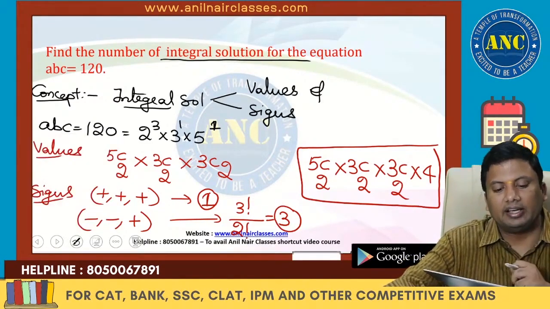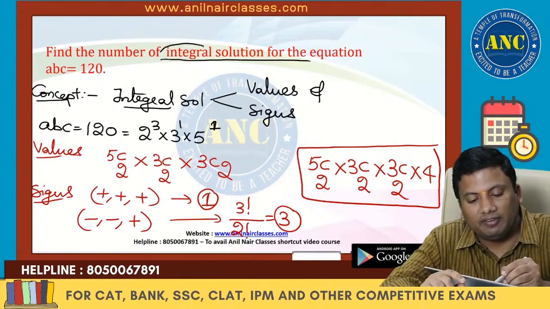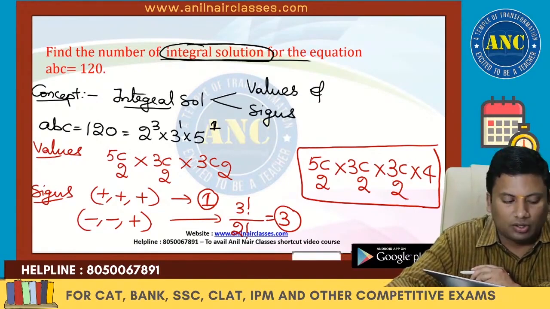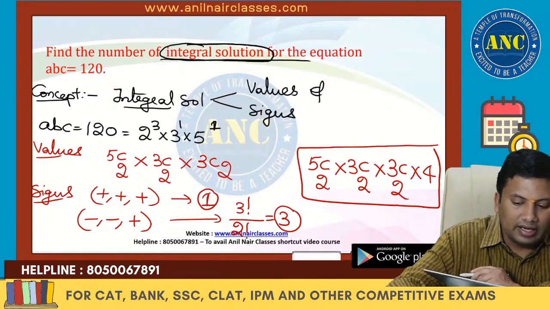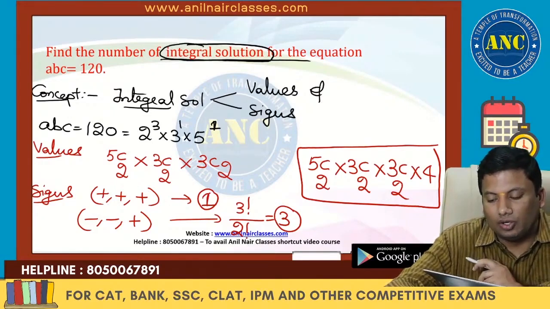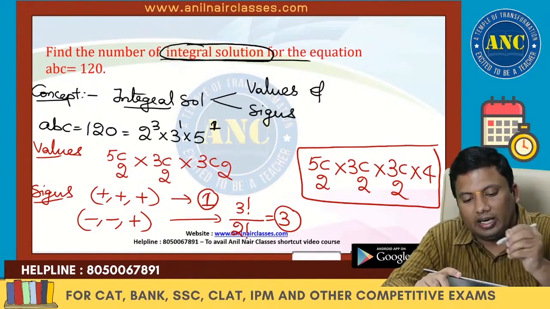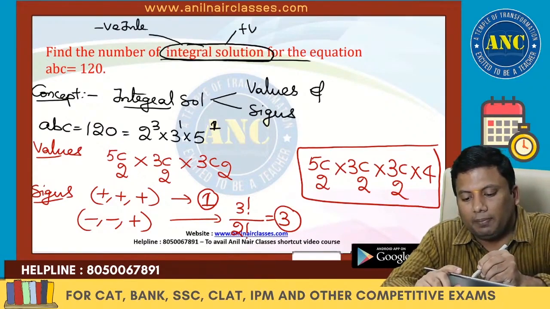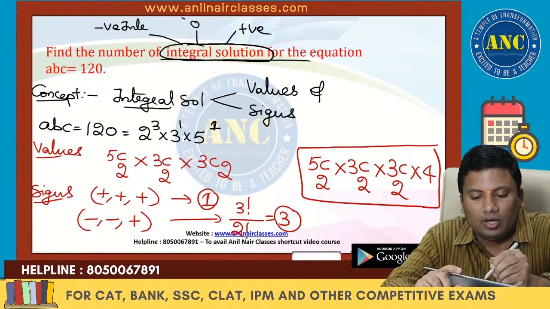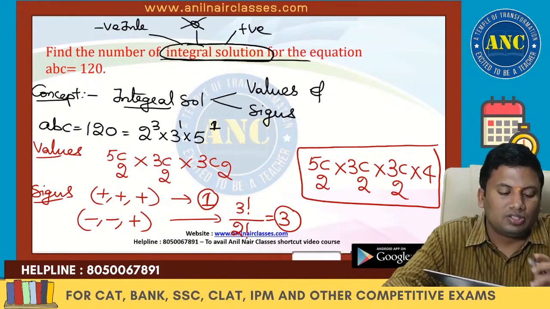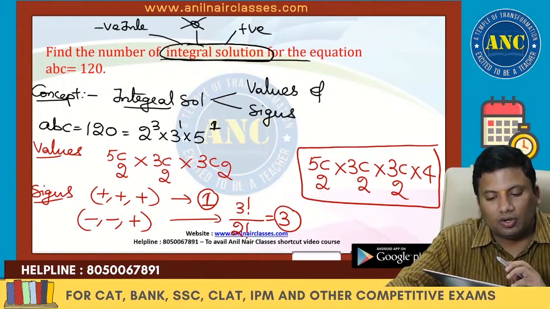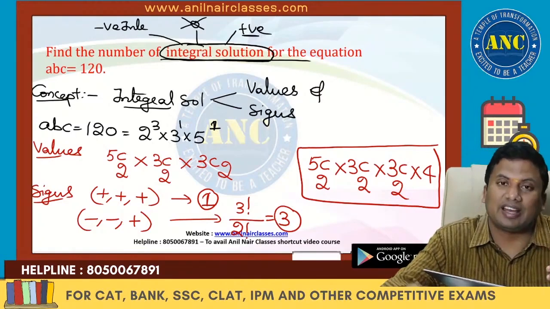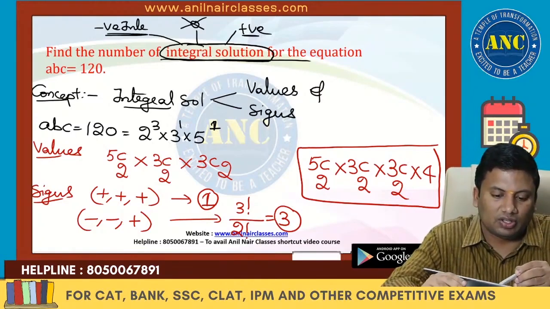I hope the idea is clear. Again, what is the difference between the previous question and this question? The previous question asked for a positive integral solution. Now it is an integral solution. An integral solution can take a negative integer, a positive integer, or 0. 0 is anyway not possible, because 0 into anything will be 0. So whatever values I got, if I change the signs, those also you will get.